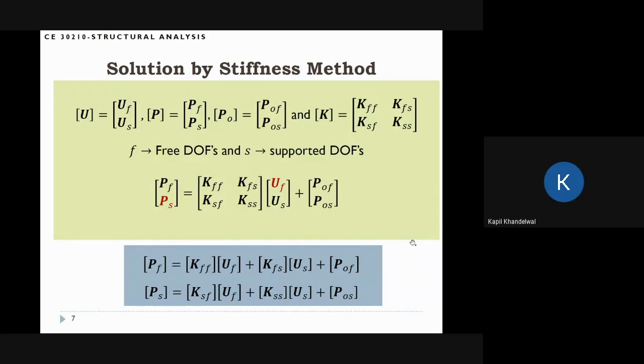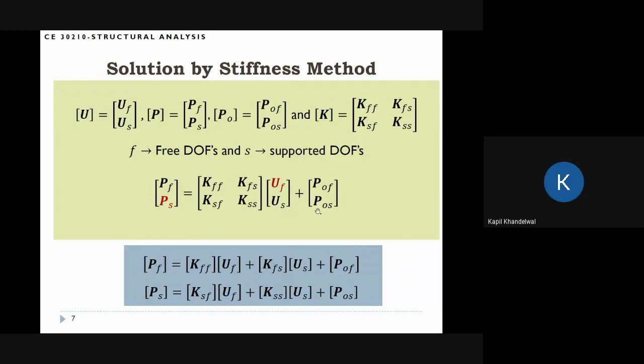It depends on how you're trying to solve the problem, or how you're labeling the degrees of freedom. It's sometimes a good strategy to label the free degrees of freedom first and the supported degrees of freedom later on, so the system is automatically partitioned in this form. With this form of partition, we can go ahead and solve for the unknown displacements and the unknown support reactions.